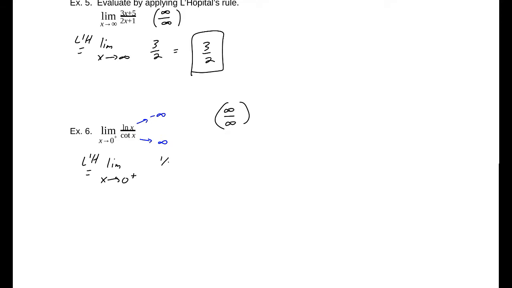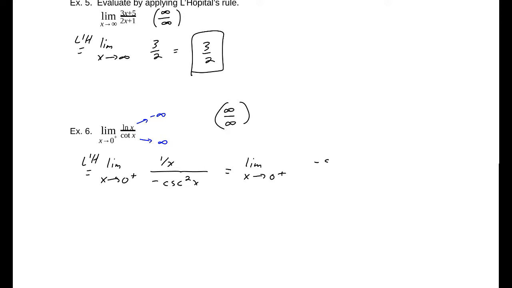That would be 1 over x divided by negative cosecant squared x. If you think about going to 0, the numerator is infinity, the denominator is still infinity. I'm going to rearrange this algebraically. Again, I'm not applying L'Hopital's rule, I just want to rearrange it.